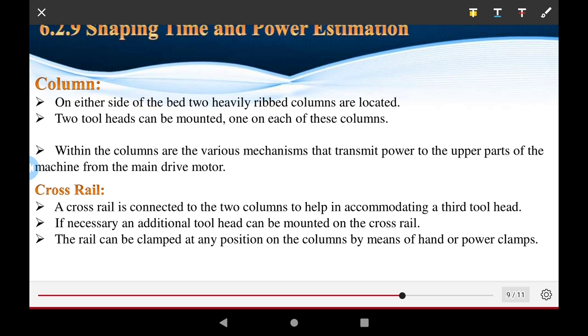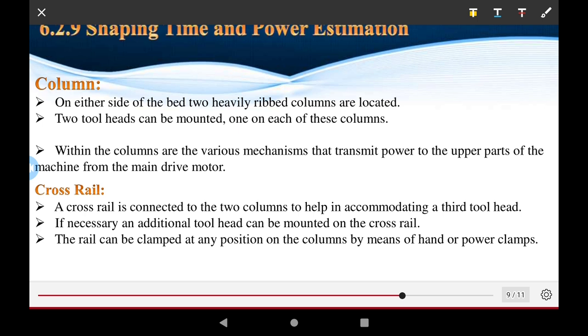The main objective of this machine is that the cross slide is connected to the column of the machine, and the cross slide is connected to the workpiece and the columns. Within the columns are various mechanisms. The cross rail is connected to the columns and can accommodate a third tool head if necessary, and an additional tool head can be mounted on the cross slide.